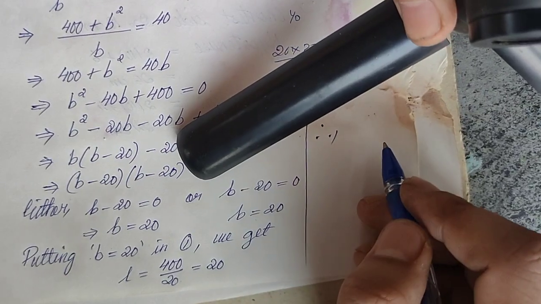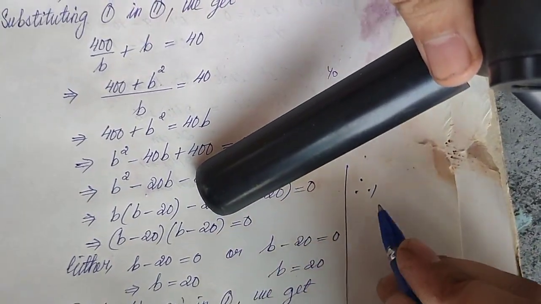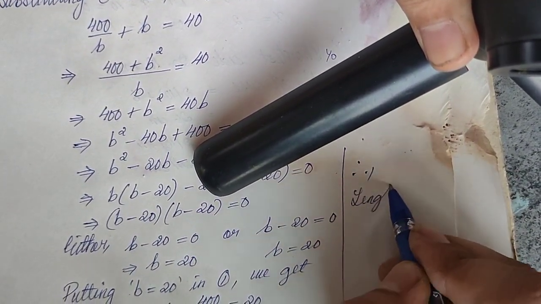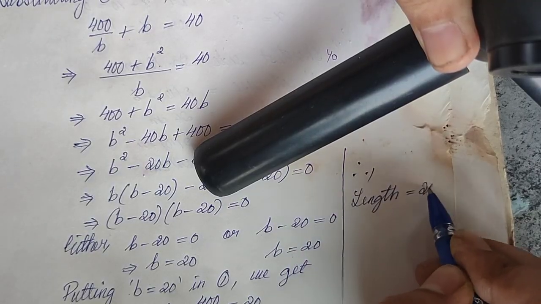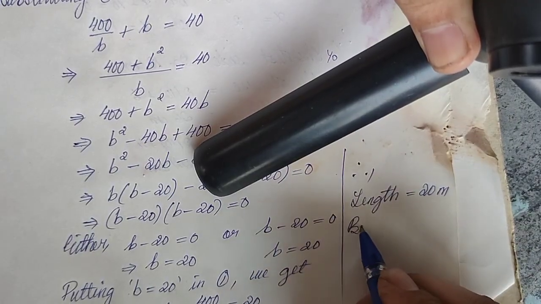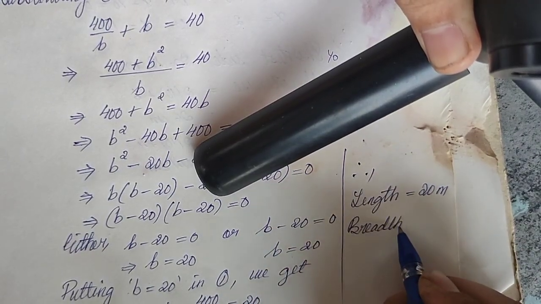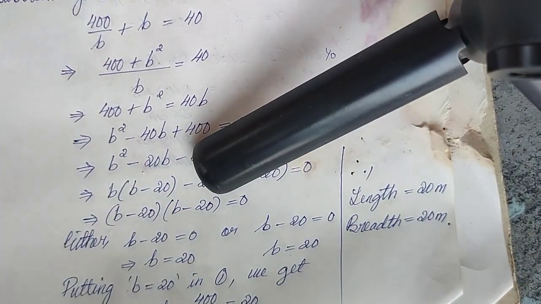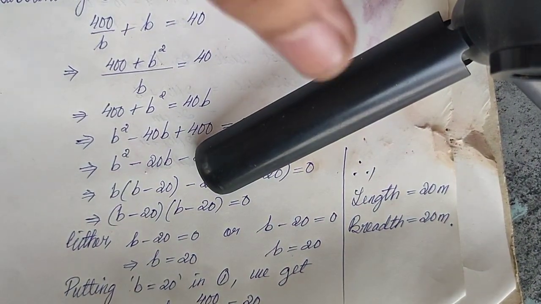Therefore, length is equal to 20 meter and breadth is also 20 meter, so the rectangle is a square. Question number 19.